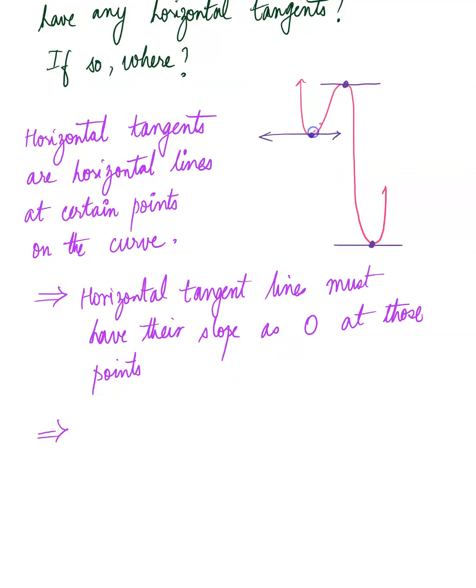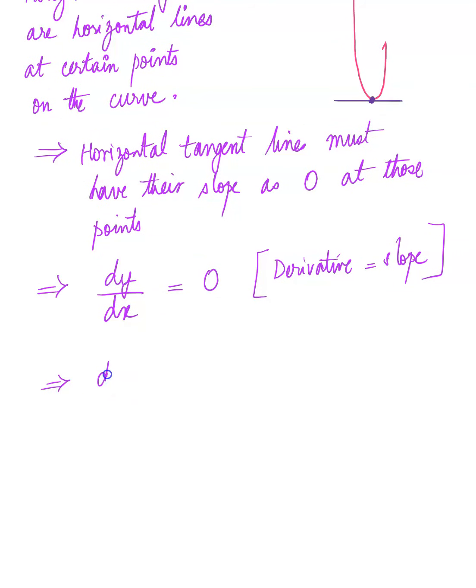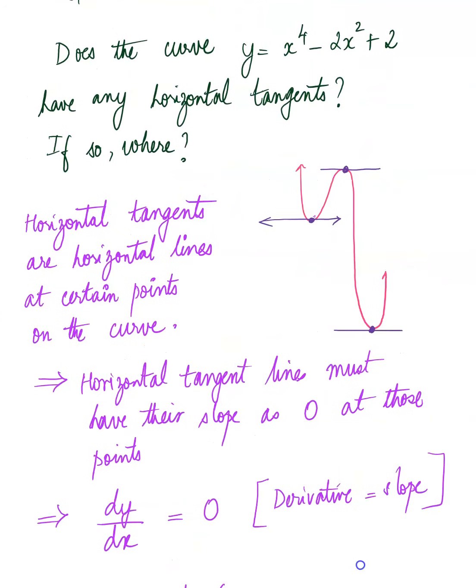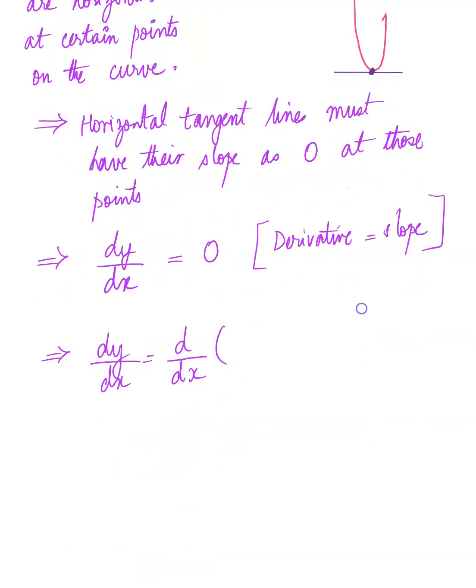So technically, at each one of these points, if you took the derivative dy over dx, that should be 0, because we know that the derivative is the same as the slope of the tangent line, or the slope of the curve at that point. So I'll just put slope here, okay? So technically, we are trying to find this dy over dx, and we are told that y is x to the power 4 minus 2x squared plus 2. So put that in here, and we need to set that equal to 0, okay? So now take the derivative.